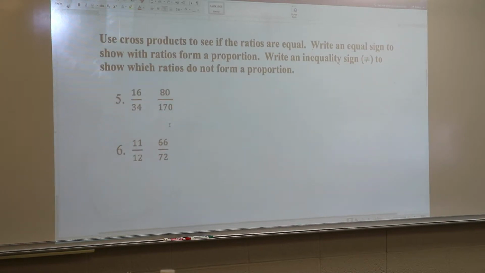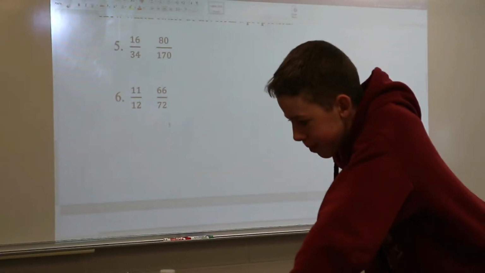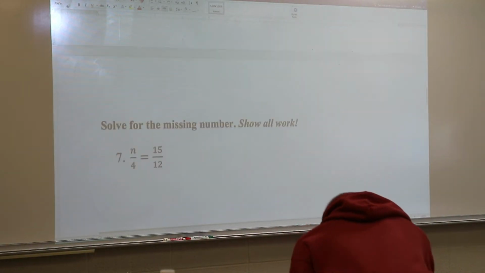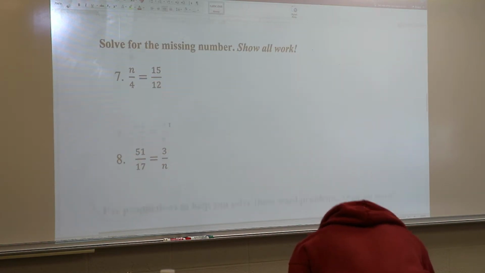For 5 and 6, you're just trying to figure out which fraction is the better of the two. I gave you a little hint on how to do that. If they're equal, put an equal sign. If they're not, the gator mouse should face the bigger fraction. There's a couple different ways to do that problem. For 7 and 8, you have to find n. Those could be decimals. Show the work that you're doing.